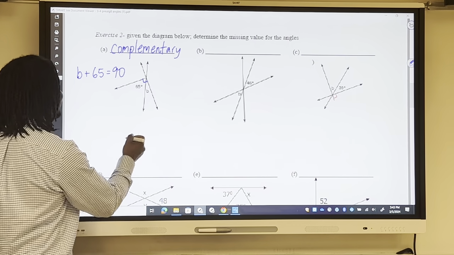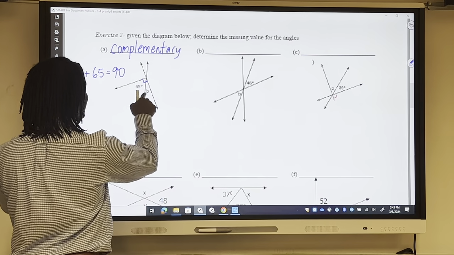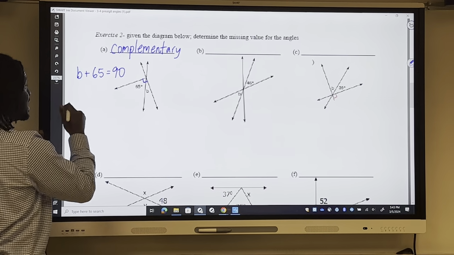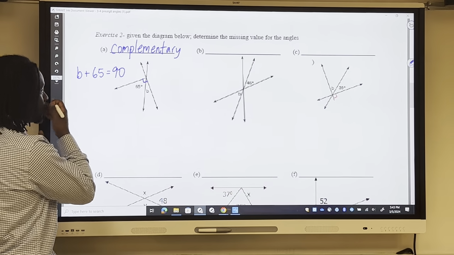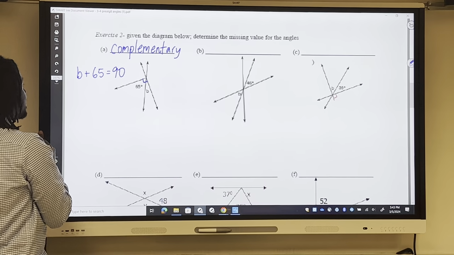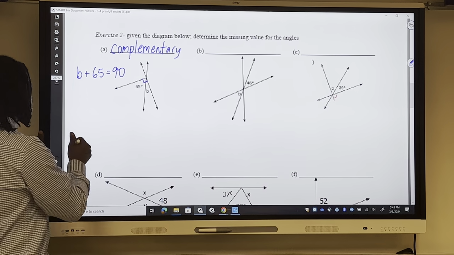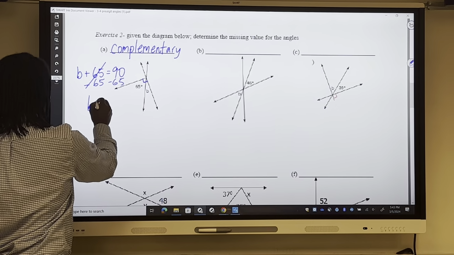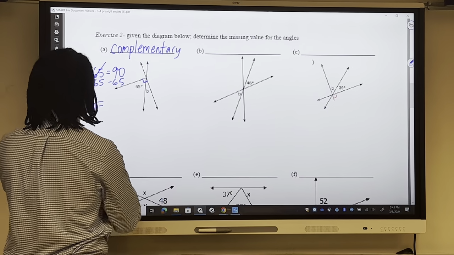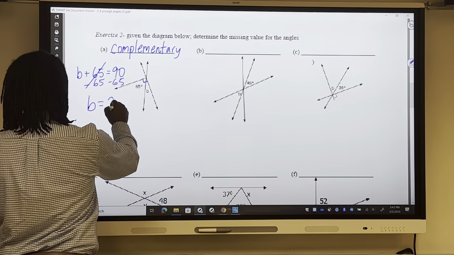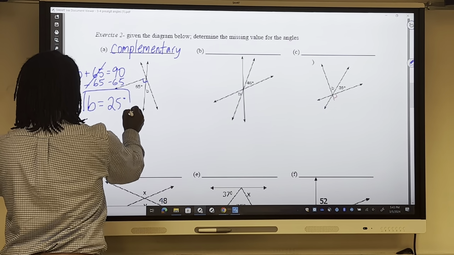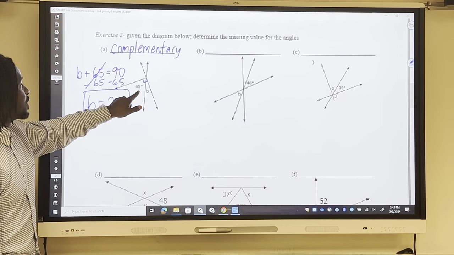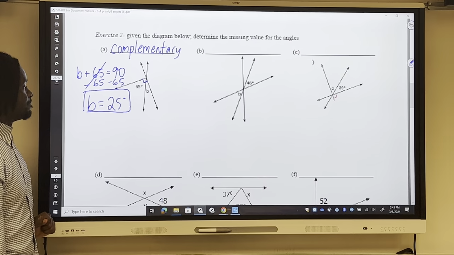In order to get that, all I have to do is take this 90 and subtract that 65 to get B. Another way to think of it, just solving a simple equation, you do the inverse operation. Just subtract it. 90 minus 65 is going to give me 25. So 25 degrees. Again, we know these two together equal 90, so take 90 and subtract that.